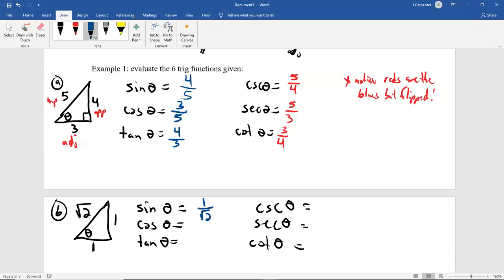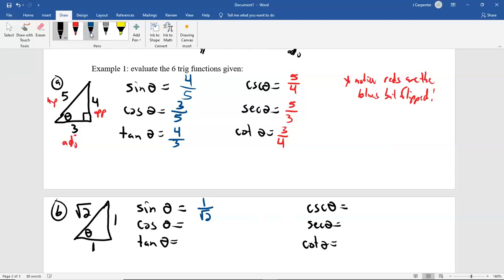I did not leave myself enough room here. I just need to move these to the right a little bit. You know what? That's not going to work. I'm just going to start fresh. I just want to rewrite those a little further to the right because I need to simplify that 1 over square root of 2 in a second. So this is cosecant. This should be enough room. And then cotangent.